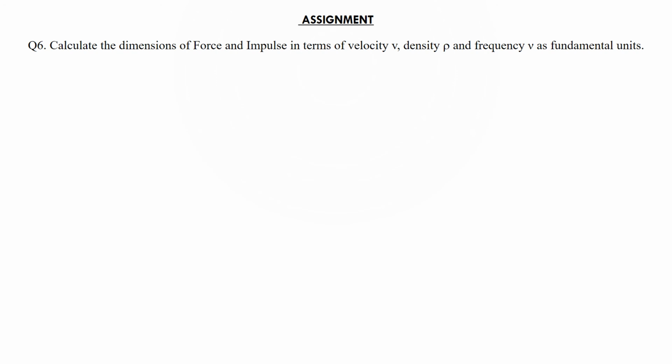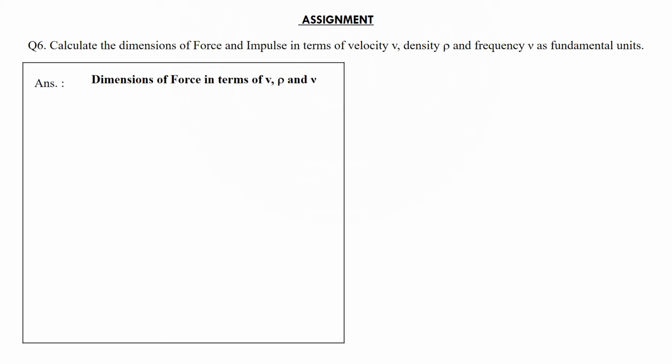Let's do question number 6. In the previous slide, we have done question number 5 and question number 7. Here we are doing question number 6. Calculate the dimensions of force and impulse in terms of velocity, density, and frequency. So first we are finding out dimensions of force in terms of velocity, density, and frequency.